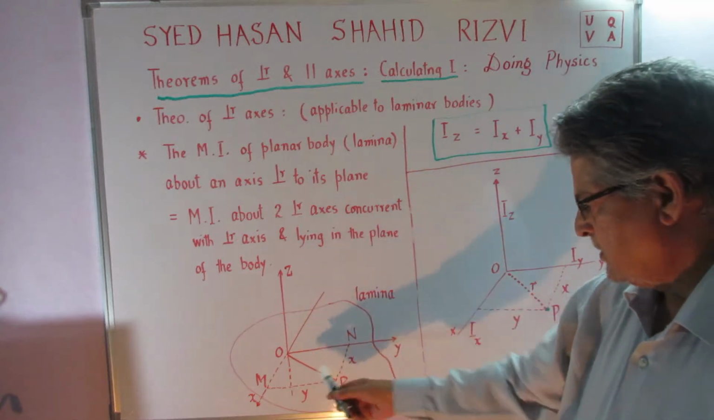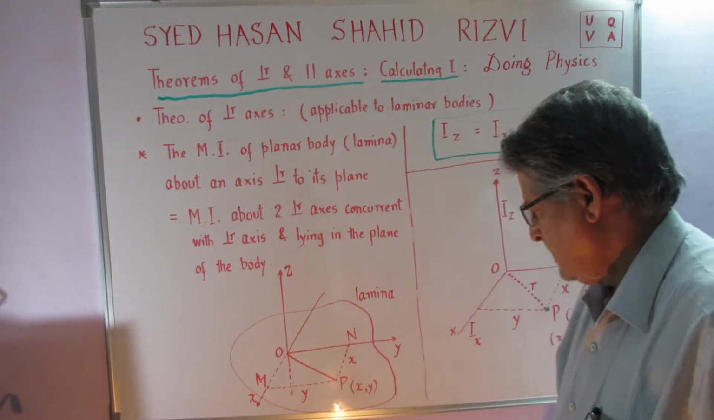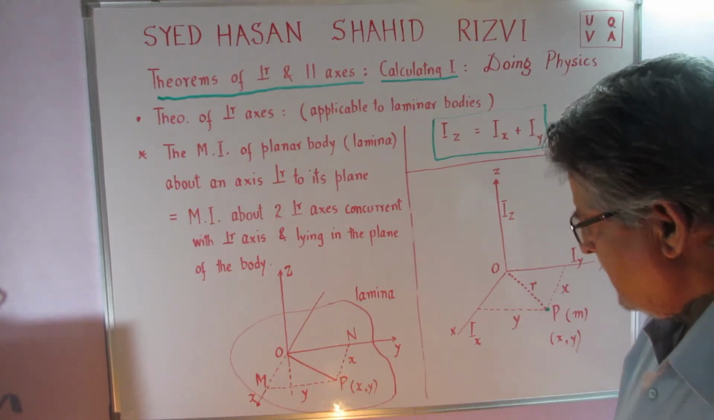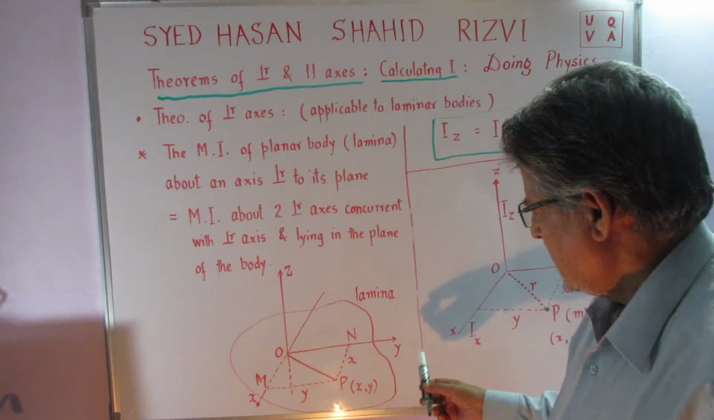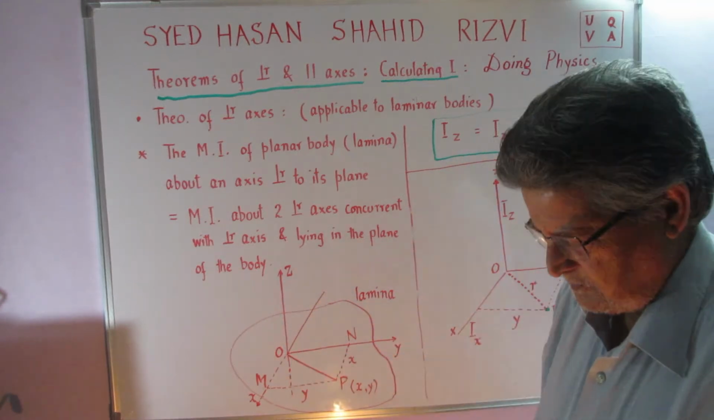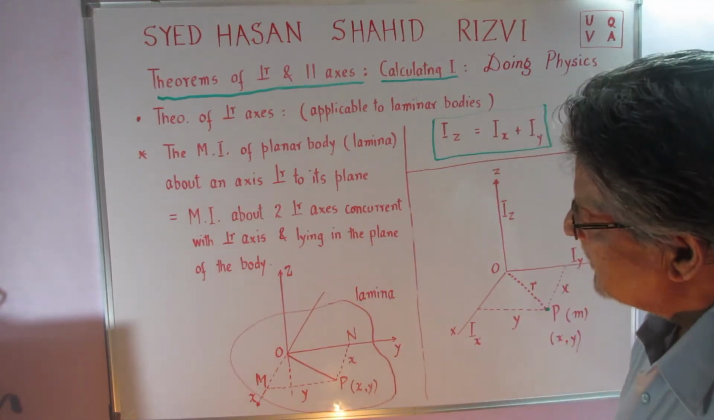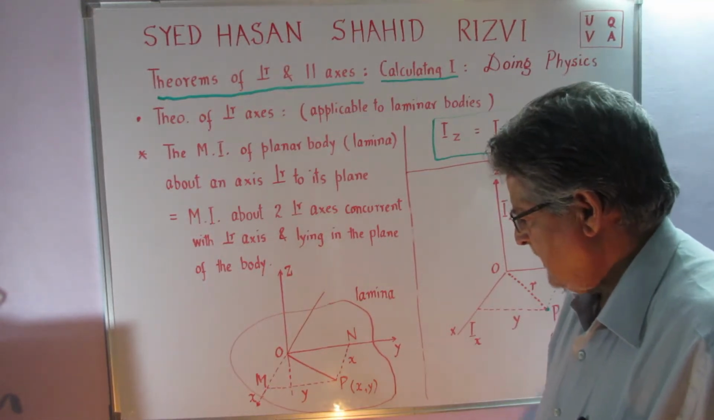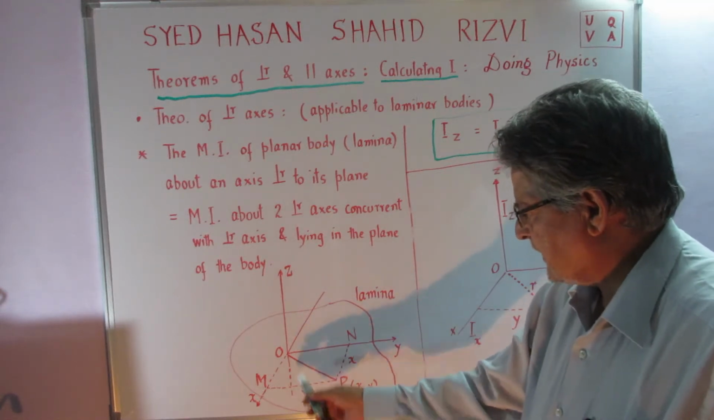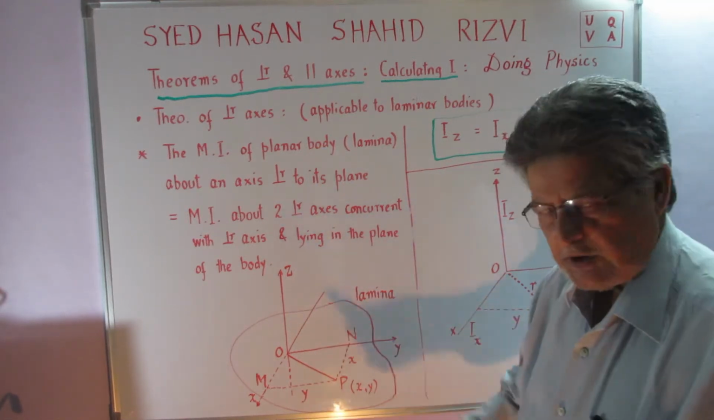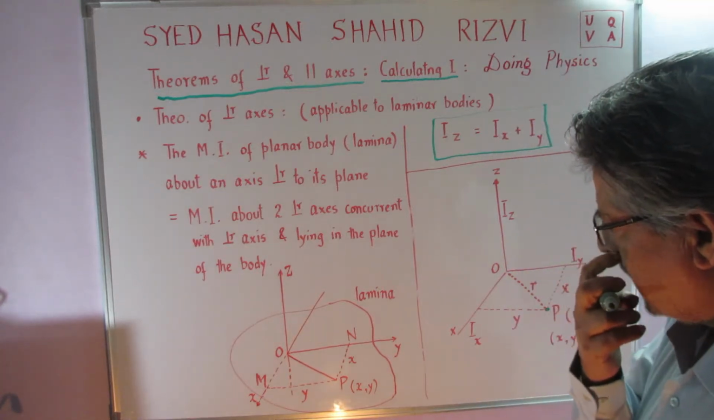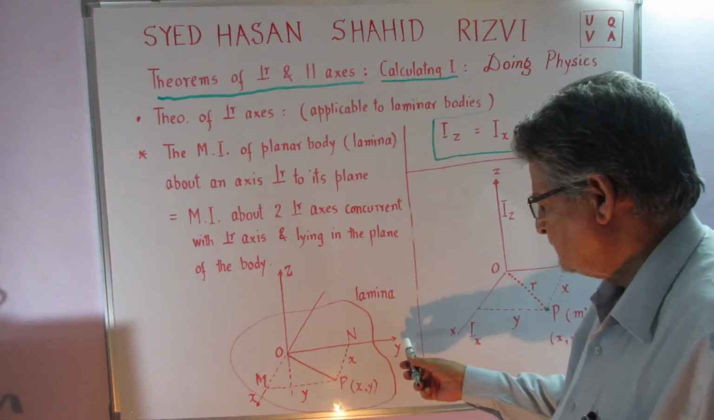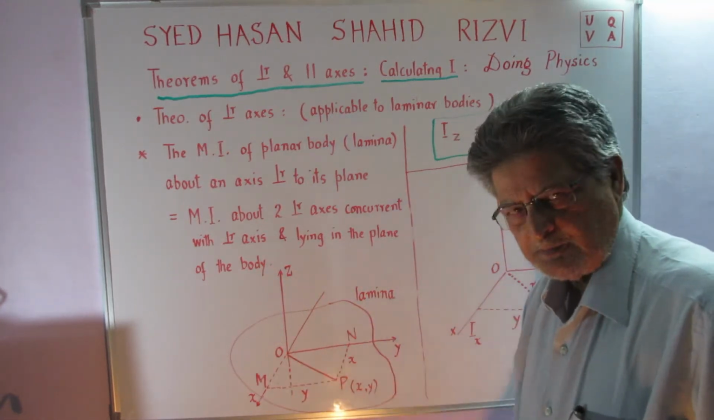I tried to draw a rough picture of what is there. This is the lamina. Within the lamina, maybe this is the center of mass of the system, center of gravity of the system, and then this is the z-axis about which the rotation takes place, about which we are asked to calculate the moment of inertia. This is the y-axis and this is the x-axis.